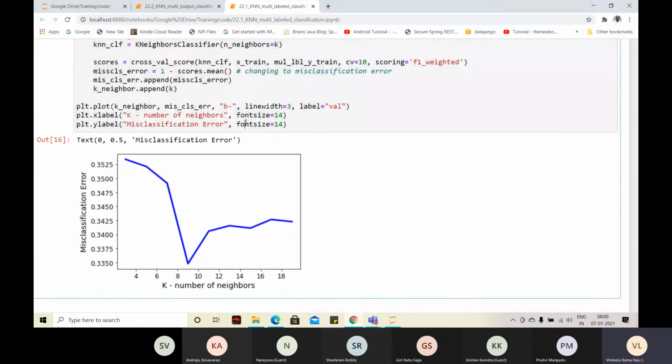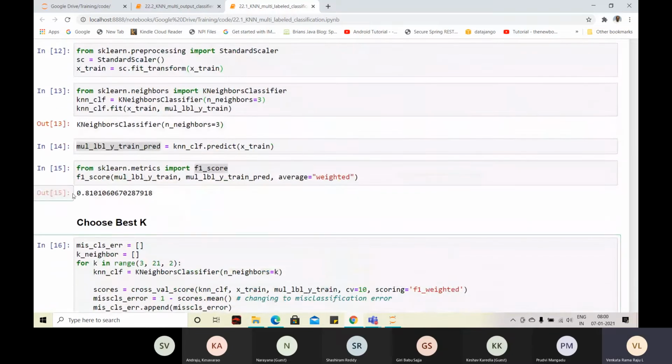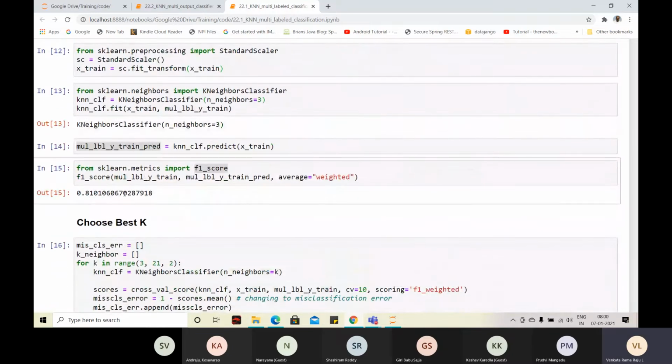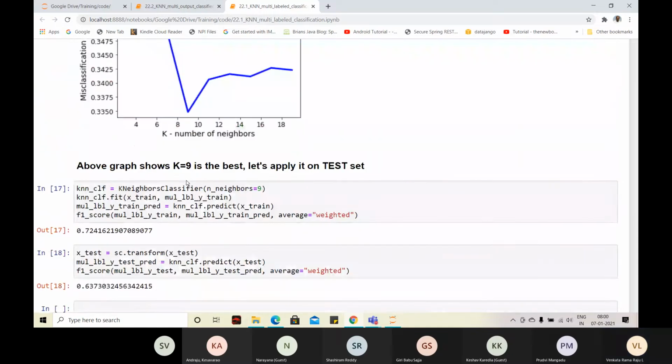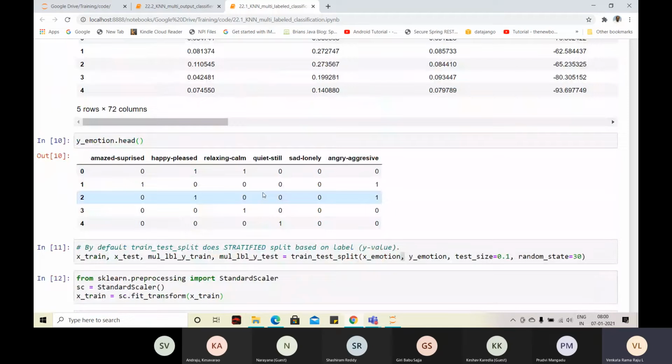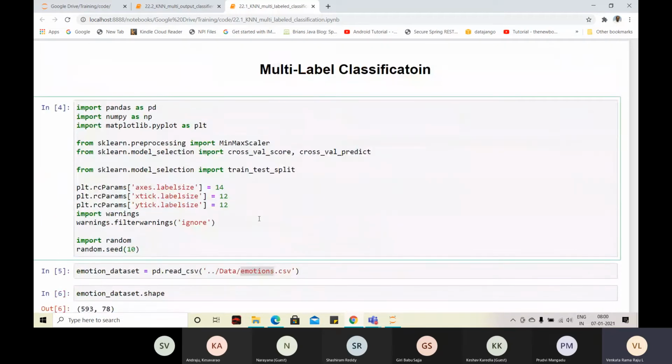Oh, okay, I have 2 questions. So here with the 3, I have got 82%, sorry, 81% accuracy. But with 9, the accuracy reduced. Is that okay?